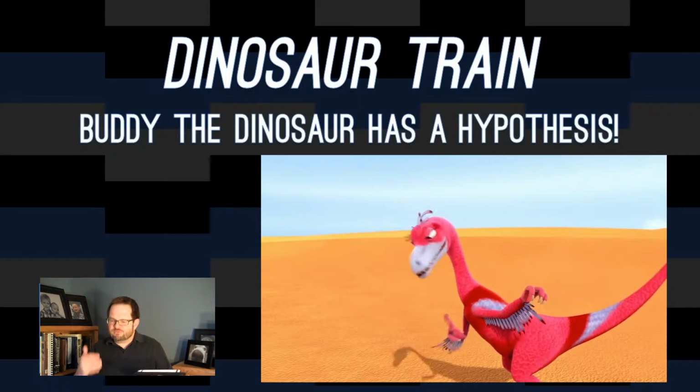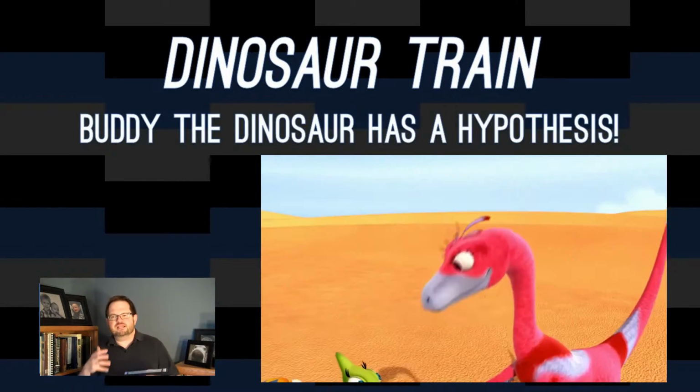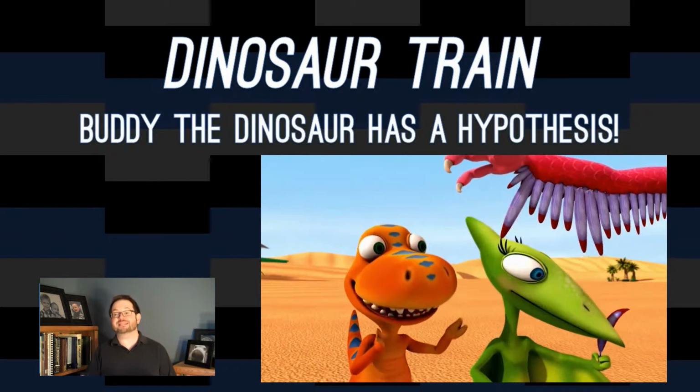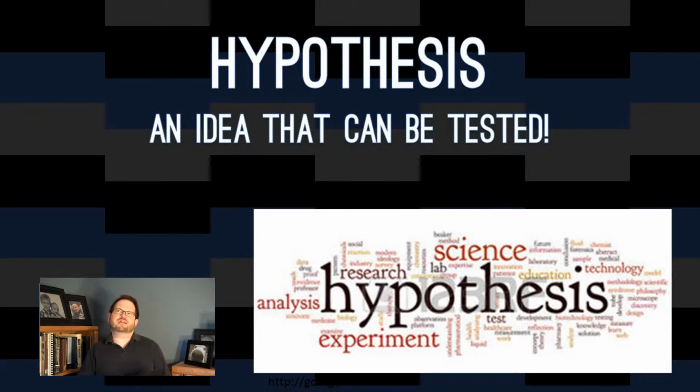So what the kids are learning here is about constructing logical ways to develop information. They're learning about hypotheses. On Dinosaur Train, practically every time Buddy says, I have a hypothesis, somebody says, what's a hypothesis? And then some wise Velociraptor or Troodon says, oh, a hypothesis is an idea that can be tested. I think we need a more scientific definition than the toddlers get.